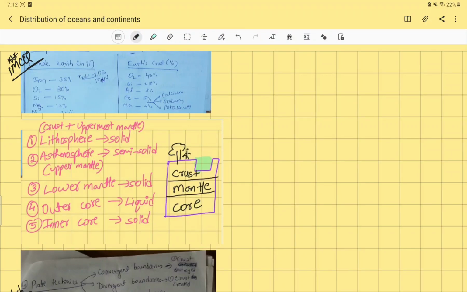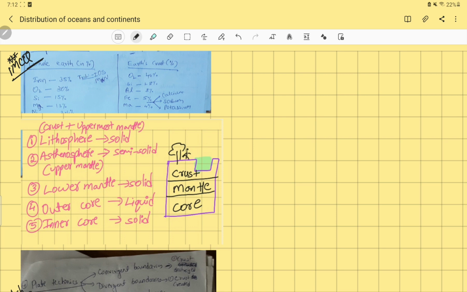Hello everyone. In the last class we studied about the interior of the earth. Some things were left out, so I'm covering those things here. There are high chances that you may get MCQs on these questions. The first thing is, what is the earth made up of?